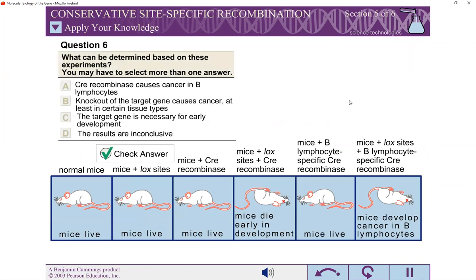Question 6. What can be determined based on these experiments? Now, what can we determine based on these experiments?